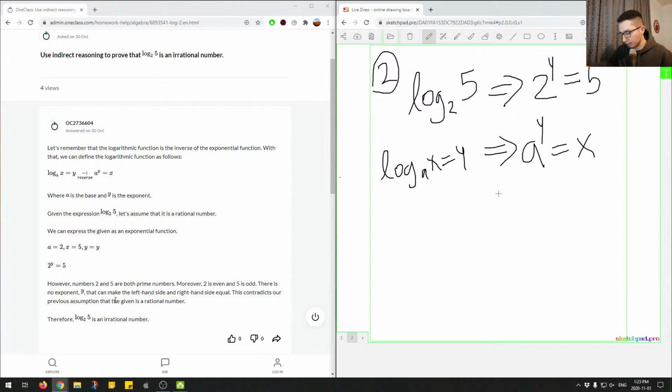So just based on looking at this over here, we can say that log base 2 of 5. I'm looking for the back button or the reverse button over here. I don't seem to find one. Oh, there it is. So log base 2 of 5 is irrational.